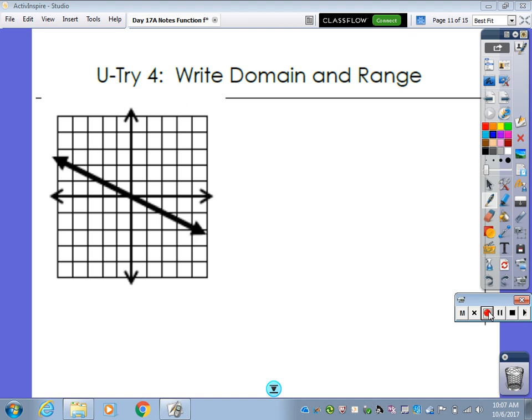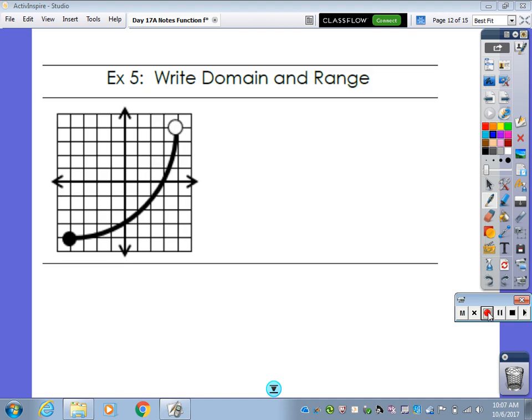Here's your U-try. Make sure to write your domain and range in set builder notation. On this example, I have domain restriction on both ends, and I will look at all the ordered pairs on the graph. There are infinitely many ordered pairs, even if it's a small graph. When we have a closed end filled point, that means this point is included. Whenever we have an open circle, that means that point is not included in our domain or range.